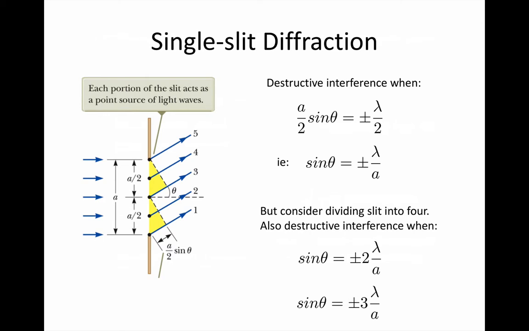But we could also consider dividing the slit into 4 so that the path difference is (a/4) sin θ. That leads to sin θ = ±2λ/a. And in the same way, we could mentally divide the slit into 6, and we could find destructive interference when sin θ = ±3λ/a.